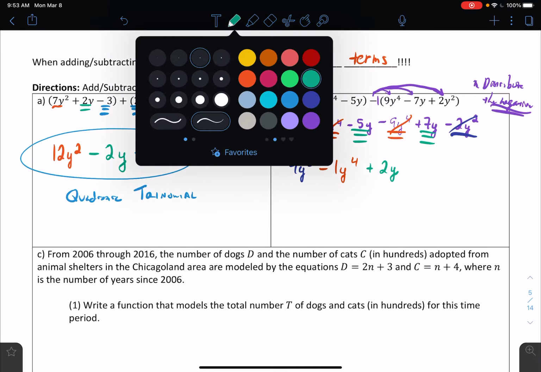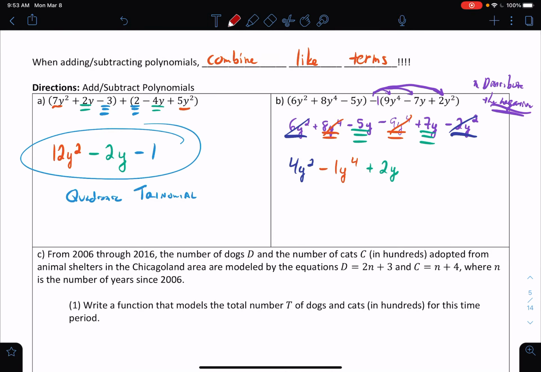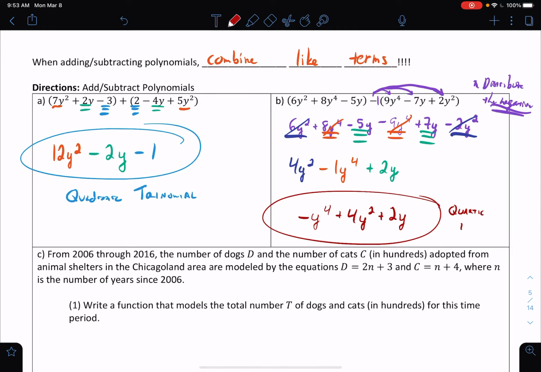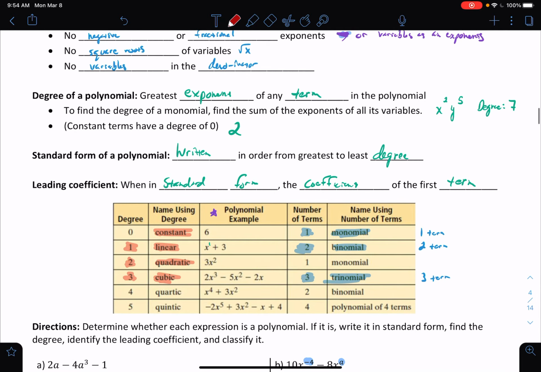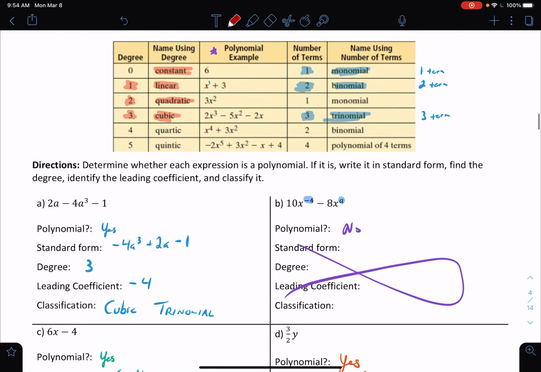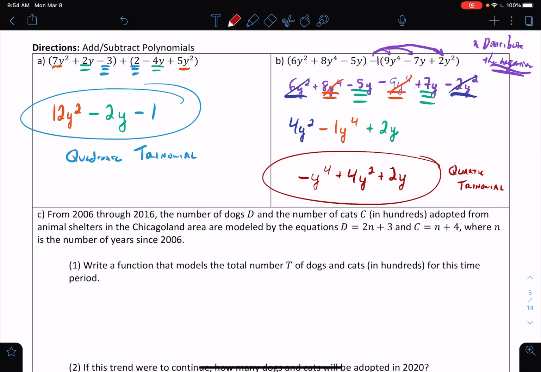Okay, so from here, what I'm going to do now is I'm going to write this in standard form. All right, so I got to do negative y to the fourth plus 4y squared plus 2y. All right, so then this is a quartic trinomial. We always like to write our answers in that standard form. So remember, standard form is written in order from greatest to least degree. So notice the exponent here is 4, 2, 1. All right, so that's from greatest to least degree.